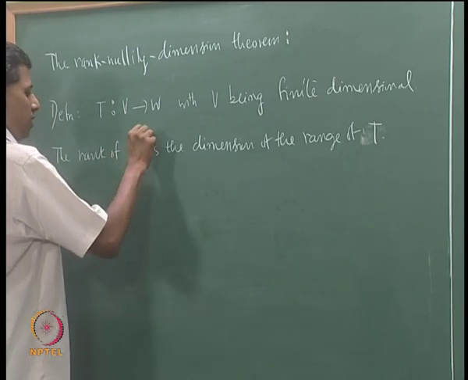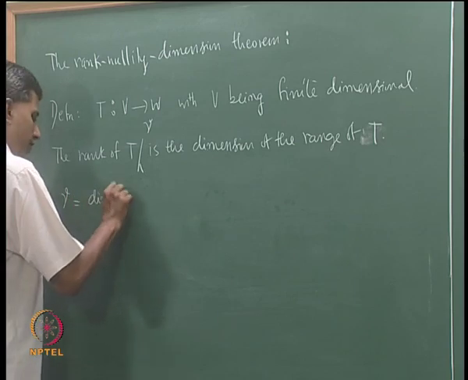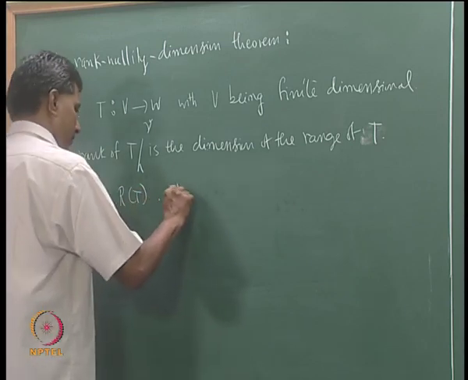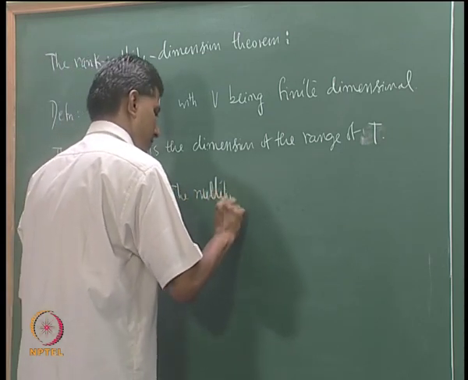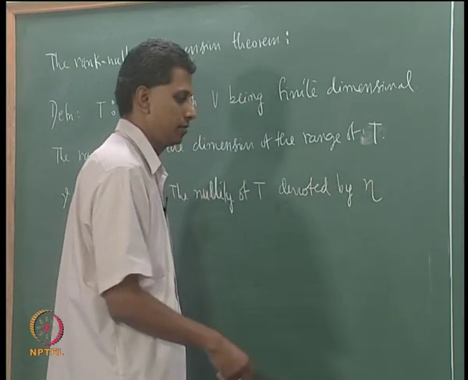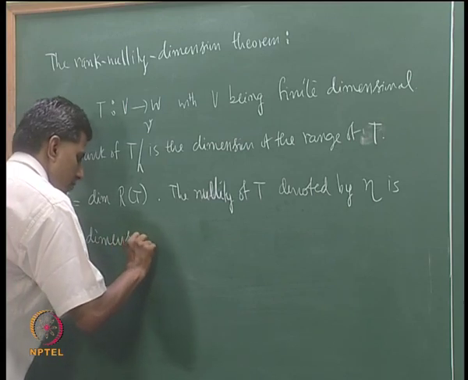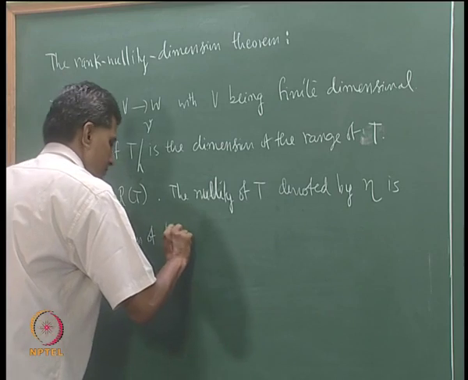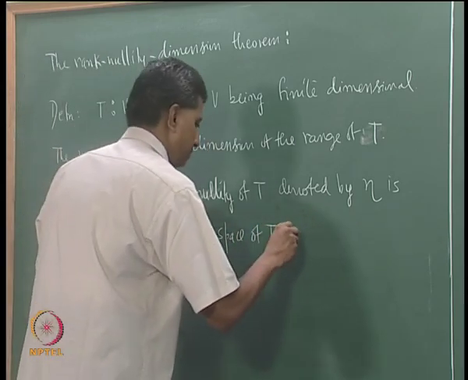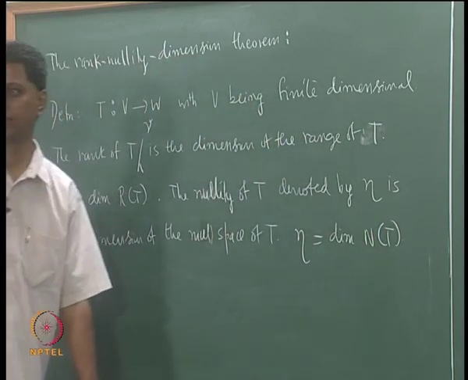Let's use gamma for this. Then this is the dimension of the range of T, that is the rank. The nullity of T, let's denote it by eta, is the dimension of the null space of T. That is, eta is the dimension of the null space of T. So I define these two numbers.